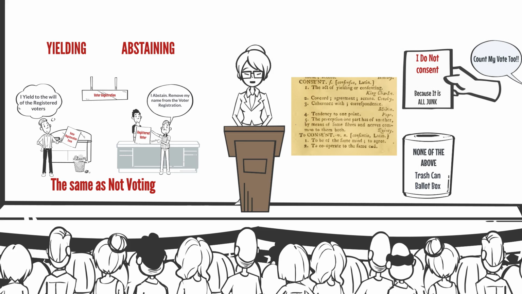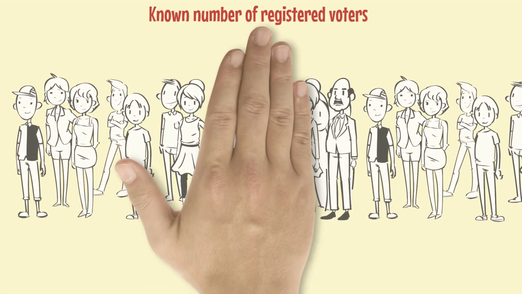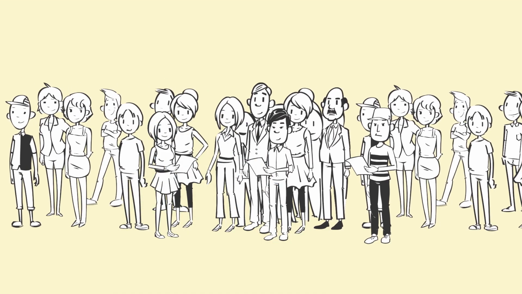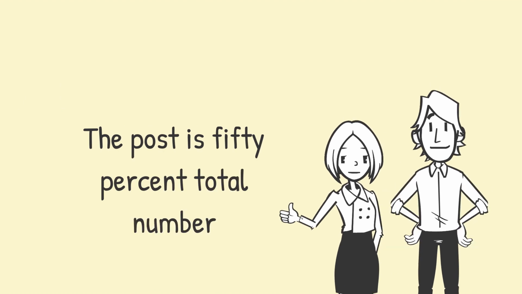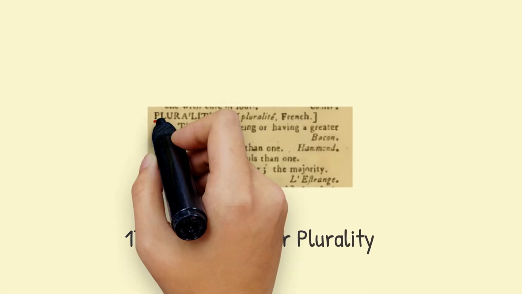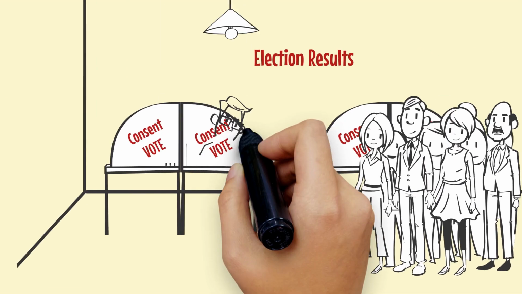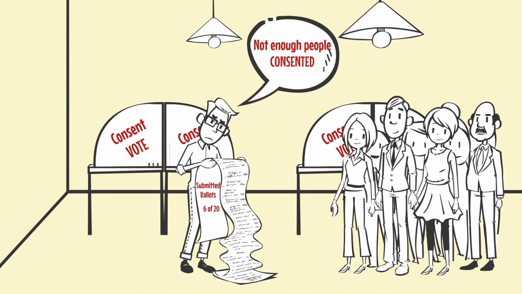Consent is defined as the act of consenting, an agreement, an accord, or a meeting of the mind. The only way to get an agreement or meeting of the mind with a known number of people, such as a body of registered voters, is that whoever or whatever is on the ballot must get the consenting votes of more than 50% of the total number of registered voters. Thus, first past the post. The post is 50% of the total number. This also qualifies as the 1756 definition of plurality, more than one, a majority of the total.